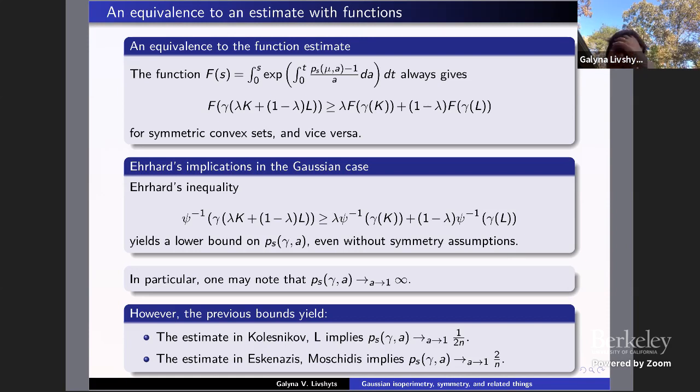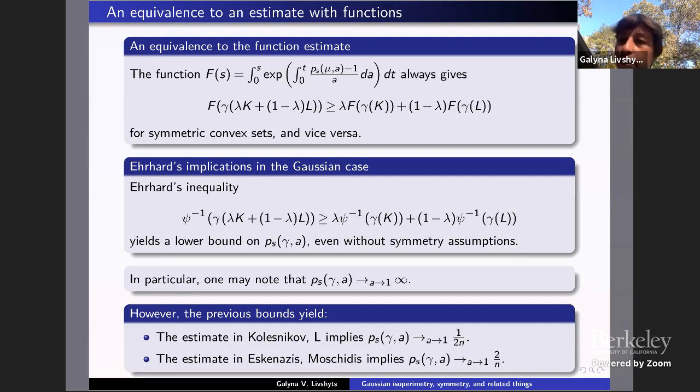And curiously, the result of Sasha and I, if you analyze it, you can see that all we get there is that if a tends to 1, then the power tends to 1 over 2n. We actually made the remark that we are annoyed that the infinity behavior we completely miss out on. And in the result of Ashkenazis and Moschidis, one can analyze, I'm sorry, by the way, I'm not sure, Moschidis maybe, somebody should correct me. In this result, the limit is 2 over n. Neither of them is infinity.